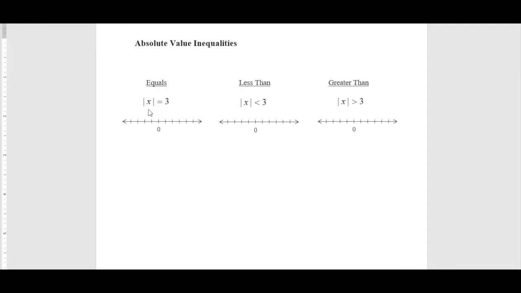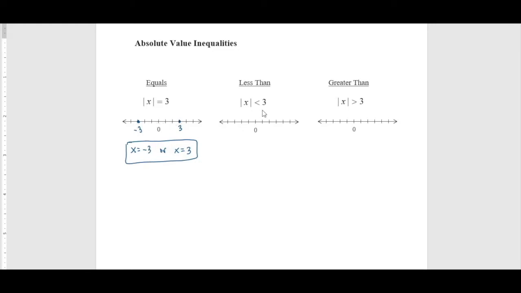Remember the geometric definition of absolute value. This is the distance between a number and the origin, or 0, on the number line. So when we say the absolute value of x equals 3, a solution would be any number that has a distance of 3 units from 0. So either 3 units to the right or 3 units to the left. That gives us two solutions to this equation, positive 3, negative 3. These are the only two numbers that are 3 units from 0.